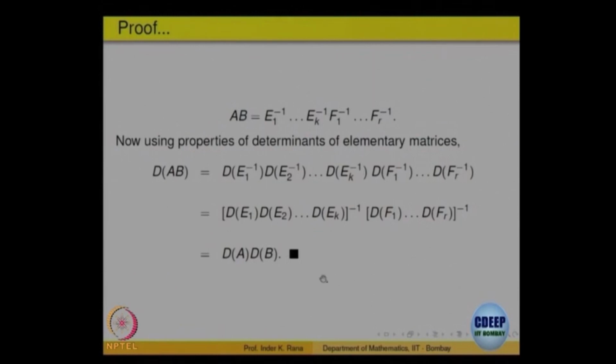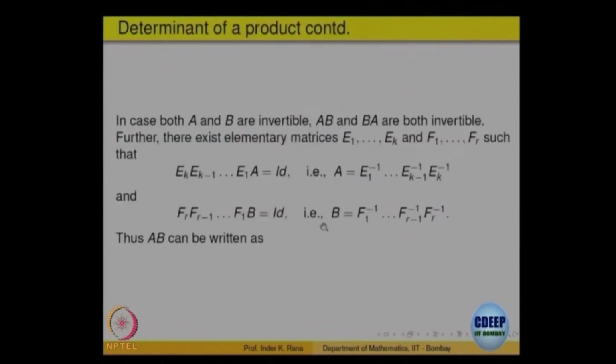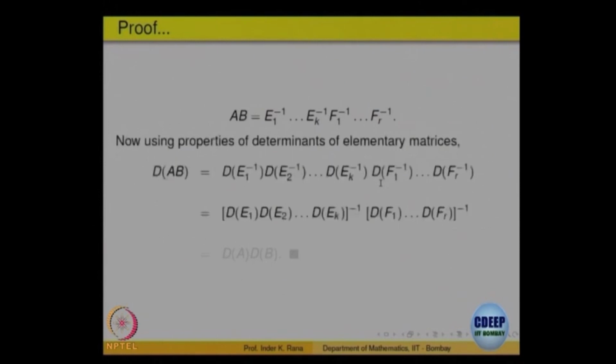See, what was A, you remember? Okay, let me just go back. What was A equal to? Equal to this. So, what is the determinant of A? That is the determinant of the right hand side. So, the product you can write as 1 over that thing. So, that is what we have done. So, this thing is equal to determinant of A, and the next thing is determinant of B.